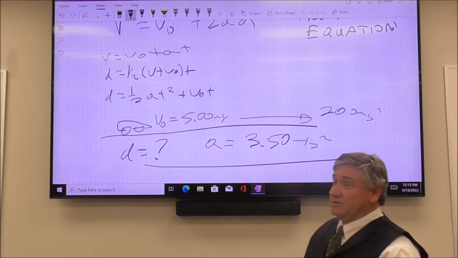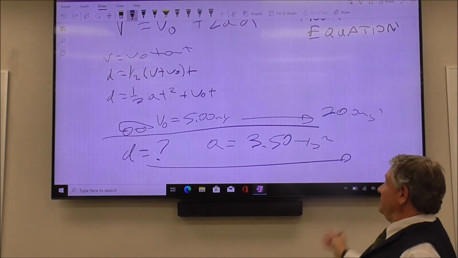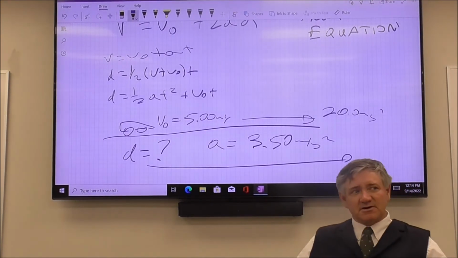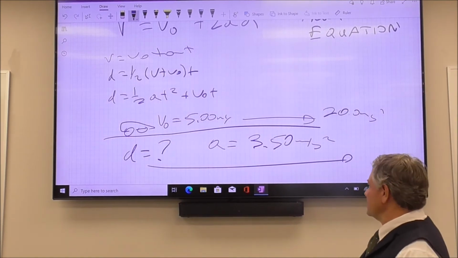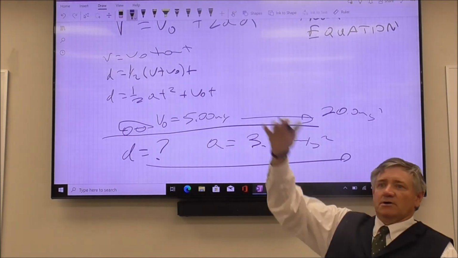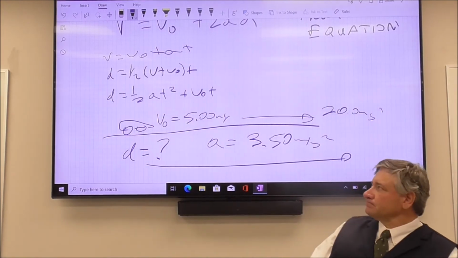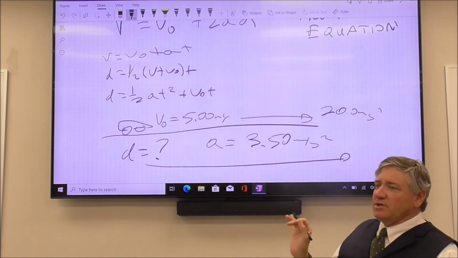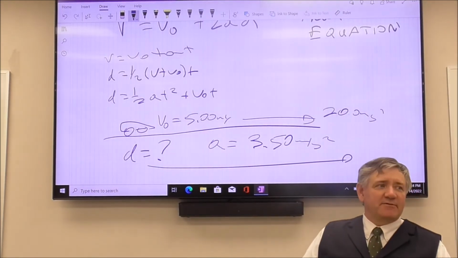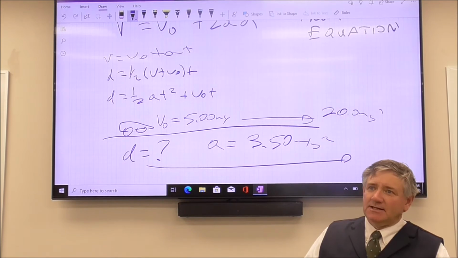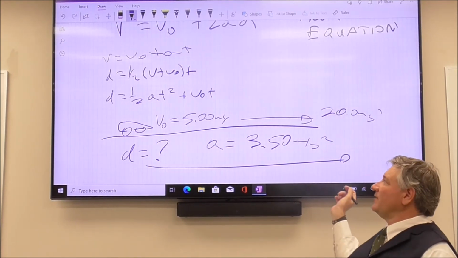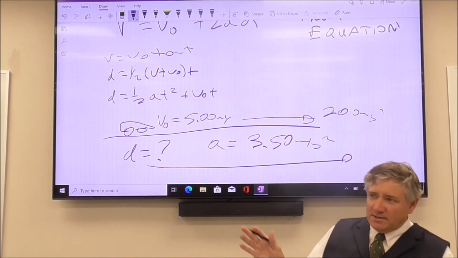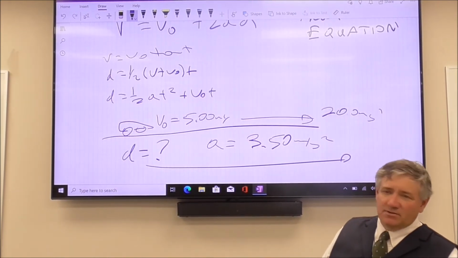So again, I'm an engineer, I'm building a road. I know cars are going to go from 5 meters per second to 20 meters per second. On average, they're going to accelerate at about 3.5 meters per second squared. I want to know how long I need to build this road. Here's what I don't want you to do. I don't want you to read this and flip out and go, oh, I have to find time. You can't. There is no way to find time with the information that you have, because you don't know time and you don't know distance.